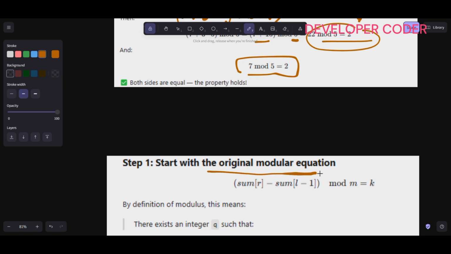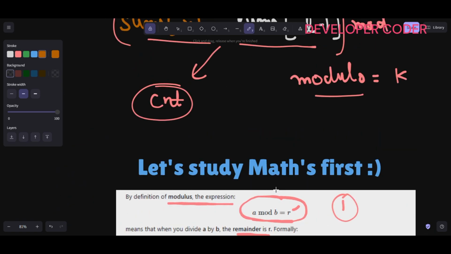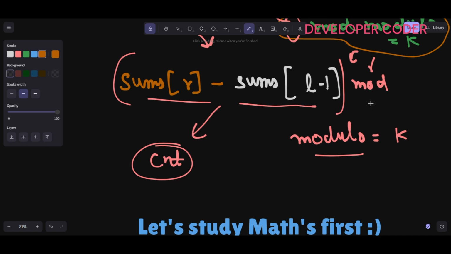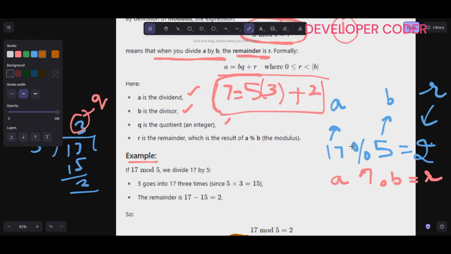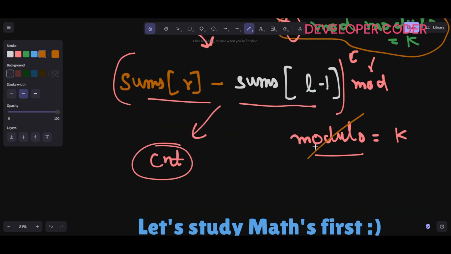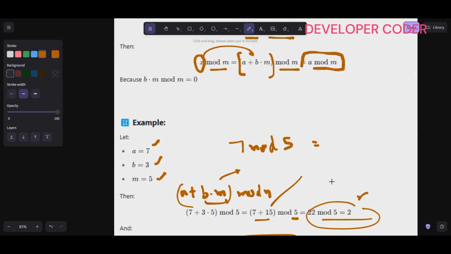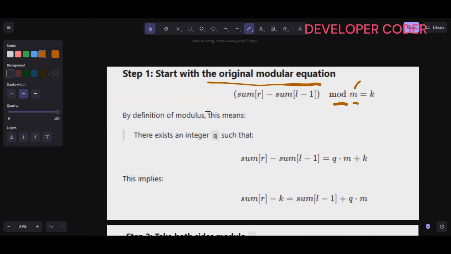So now after this we are here. This is our original modular equation: sums of R minus sums of L minus 1, mod modulo, is equal to K. Here I'm taking M, mod M. Whatever naming convention you can give, no issues. By definition of modulus, I can write it like this: sums of R minus sums of L minus 1 equals Q dot M plus K.